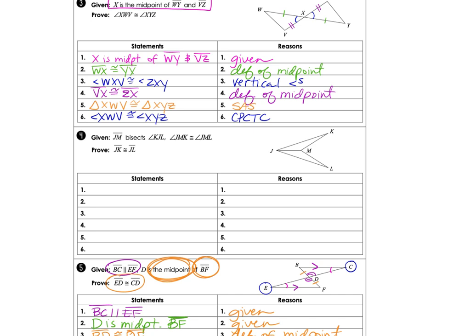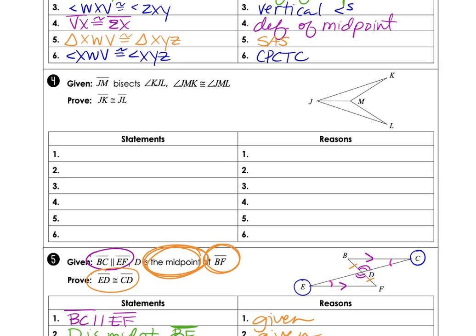Anybody want to see another one? Number 4? Are you good? Number 4? You want to try it? Let's do it. Come on. What's your first step? Okay, so JM bisects angle KJL. I'm going to separate the given. So angle JMK congruent to angle JML.